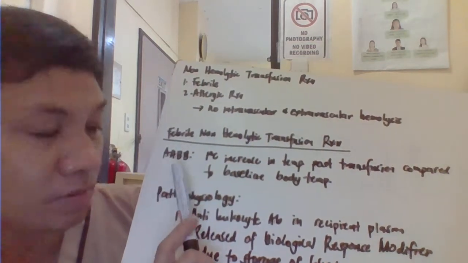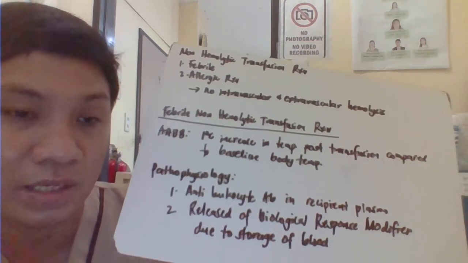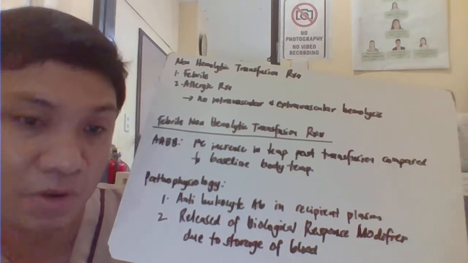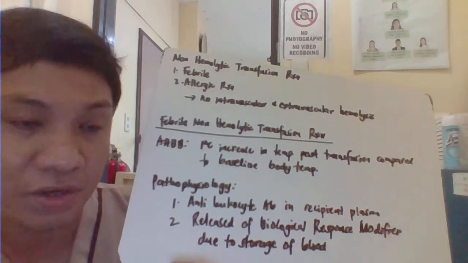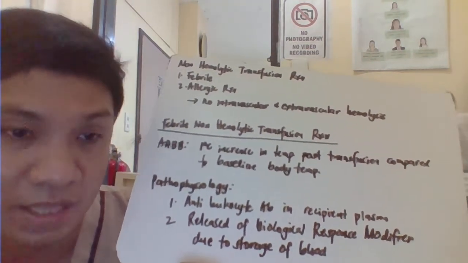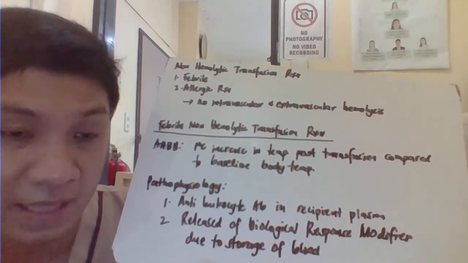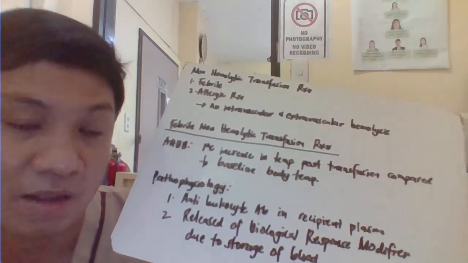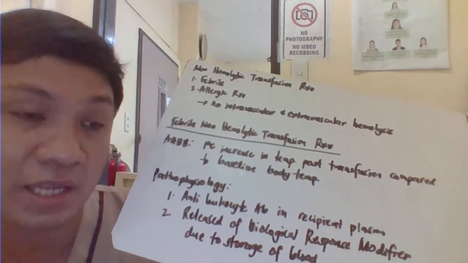The American Association of Blood Banks defined your febrile non-hemolytic transfusion reaction as a 1 degree Celsius increase in the body temperature of the patient post-transfusion compared to the baseline temperature, with no other causes. There are two physiologies here for why you develop it. Number one, the recipient has anti-leukocyte antibody or anti-HLA antibody directed towards the donor's blood containing the specific HLA or even the WBC, which react with the recipient's plasma containing that antibody.